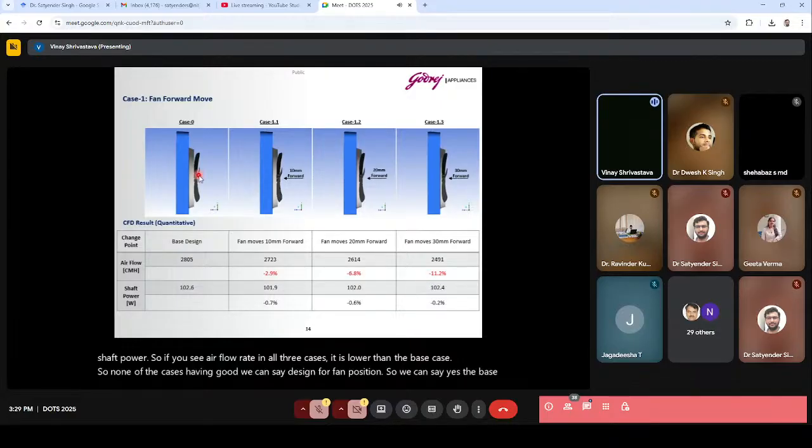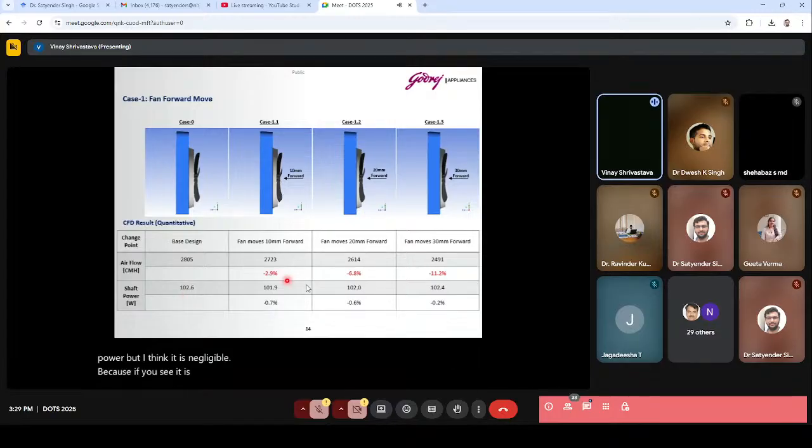So here is the good one. Although there is a slight decrement in shaft power, I think it is negligible, because if you see, it is 102.6 and here it is 102.4. The second one is the shroud.